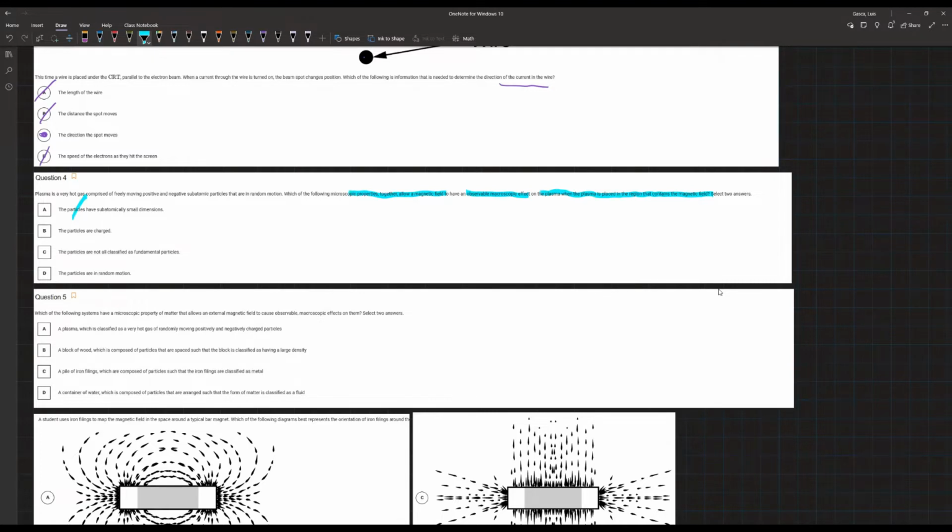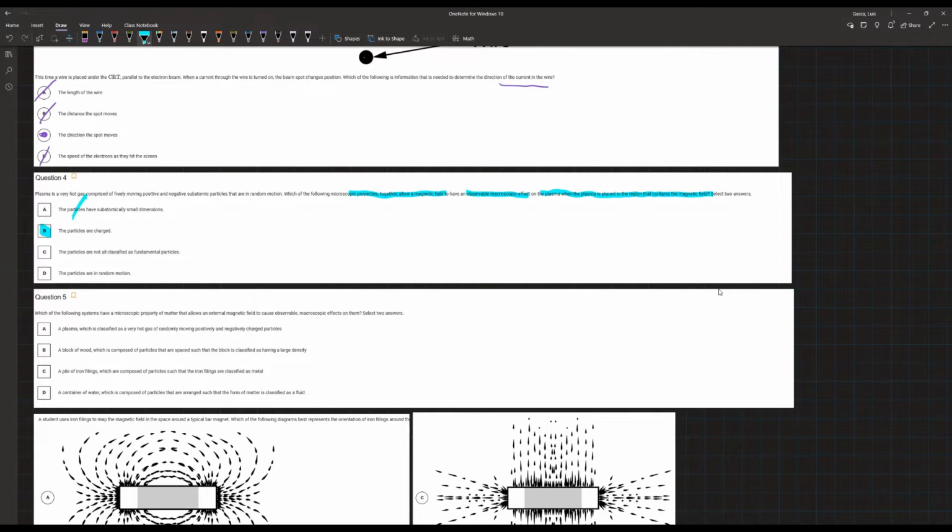So if we look at this, magnets have a noticeable effect and they're not microscopic. That's not a property we're looking at. The particles are charged. It's going to be a big one. Charge is a microscopic property. So I think charge is one of our better answers.